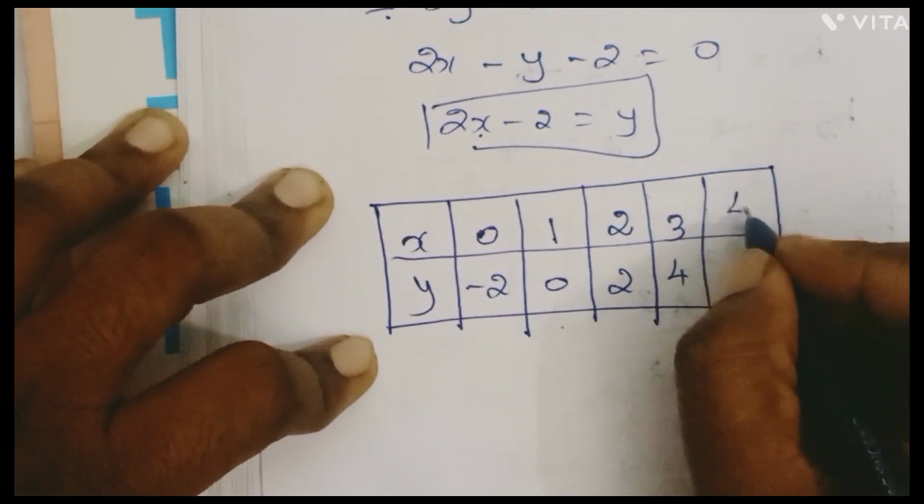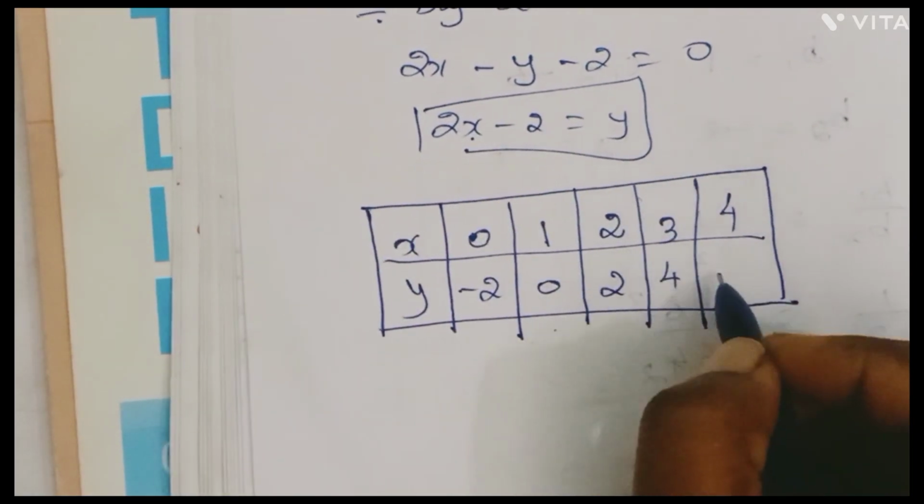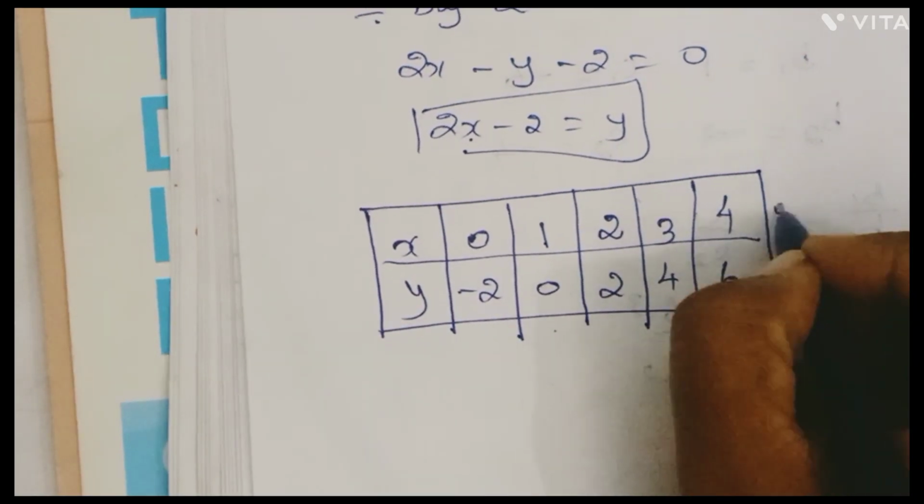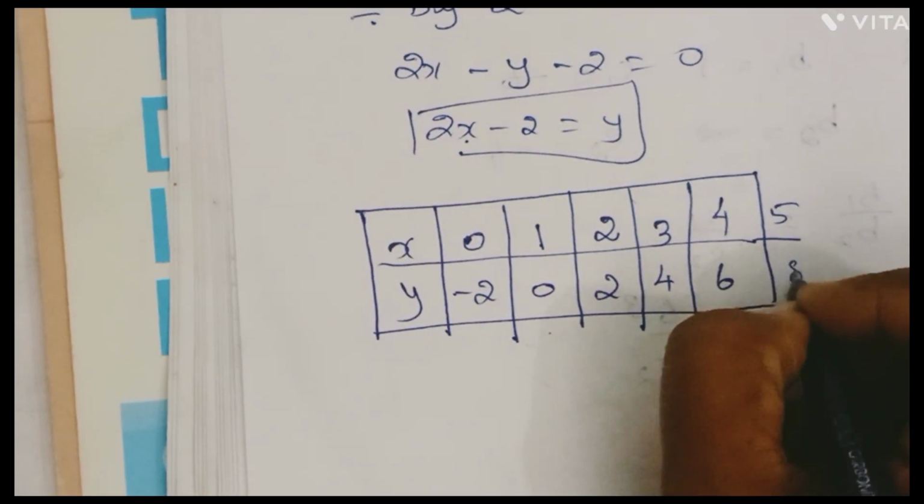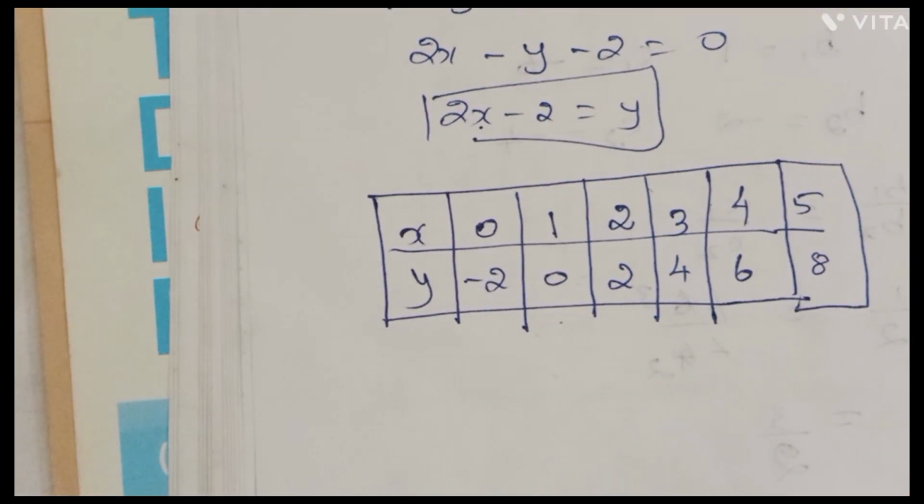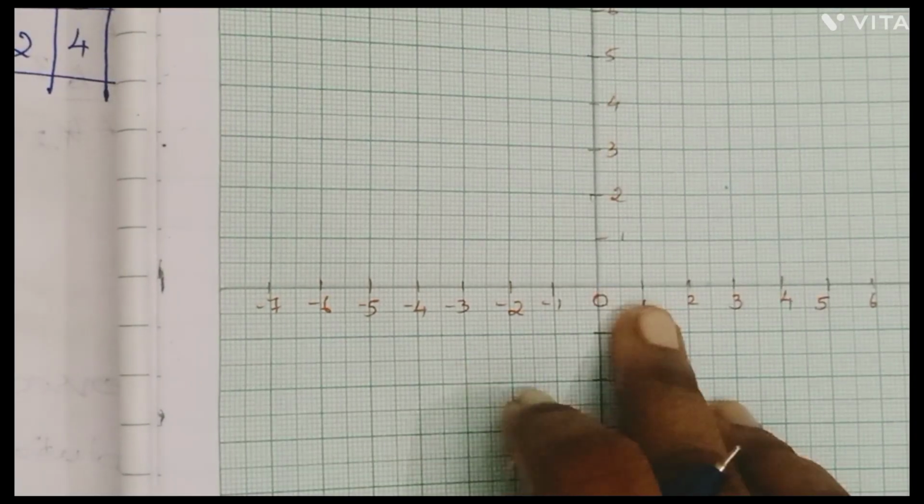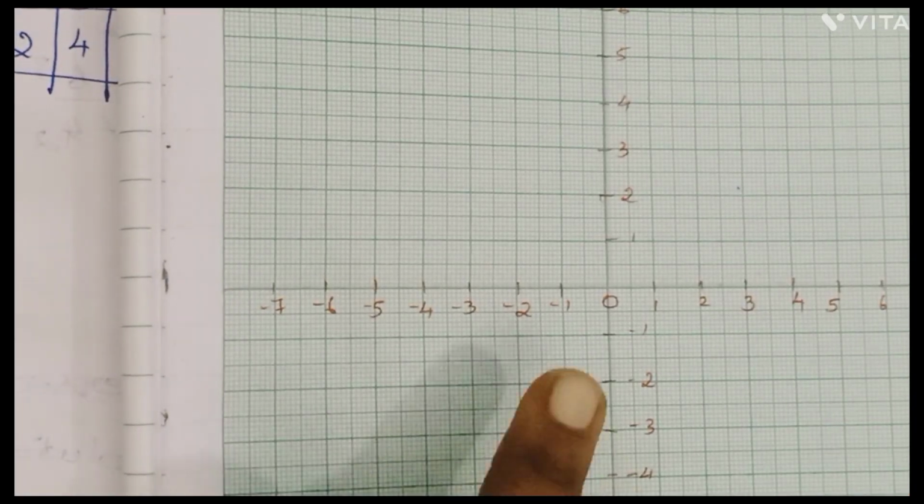When x is equal to 4, we get 2 4s are 8, 8 minus 2 is 6. When x is equal to 5, 2 5s are 10, 10 minus 2 is 8. Now we just plot it graphically. 1 centimeter equal to 1 unit on both the sides, that is on x-axis and y-axis.